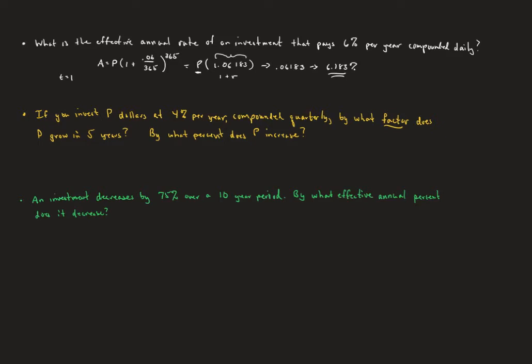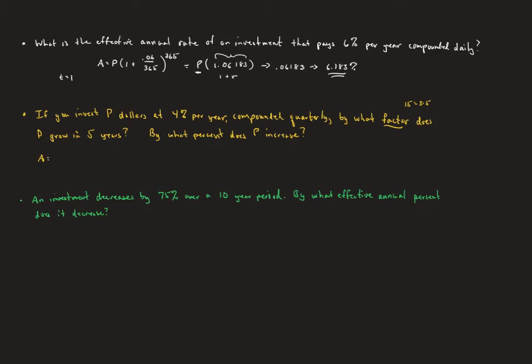So the next one says, if you invest P dollars at 4% per year, compounded quarterly, by what factor does P grow in 5 years? That's the first question. Now, a factor, remember, is something that multiplies something else. So the factors of 15, you can say, are 3 and 5, because 3 and 5 multiply to be 15. And then after we answer that, we're going to try to find what percent does P increase. So let's see what we've got.